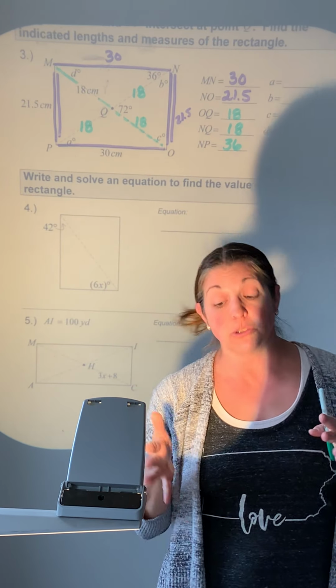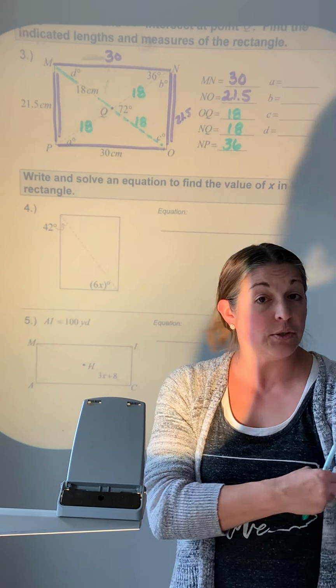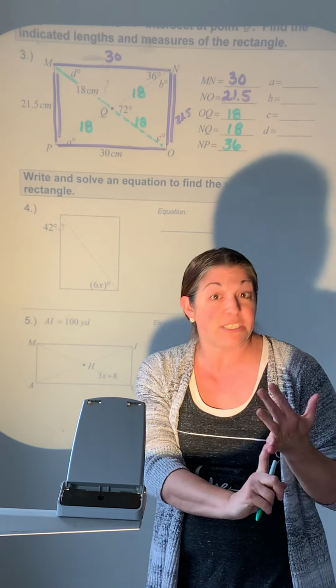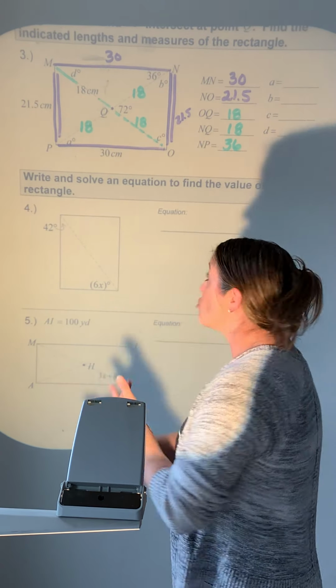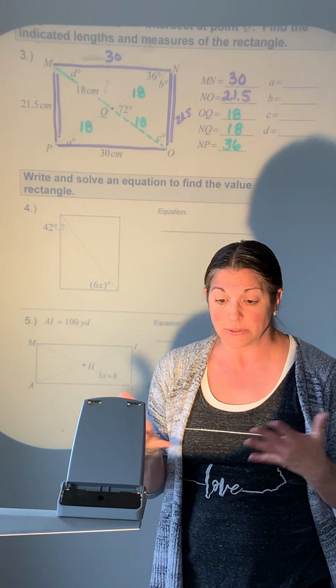Now let's take a closer look at our angles. Just like when we did the parallelogram, guys, you can use all sorts of stuff to help find these angles. You use alternate interior angles. You can use triangle sum. You can use linear pair, vertical angles, okay?